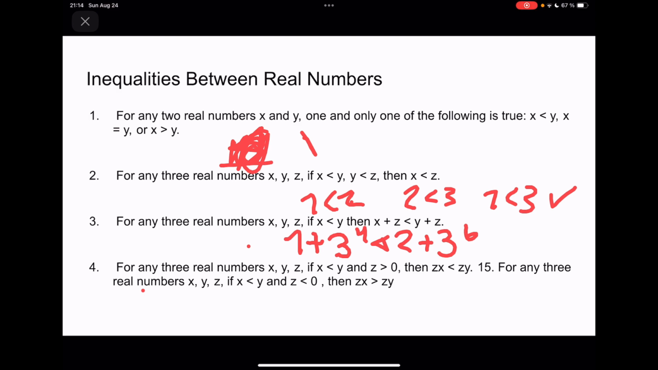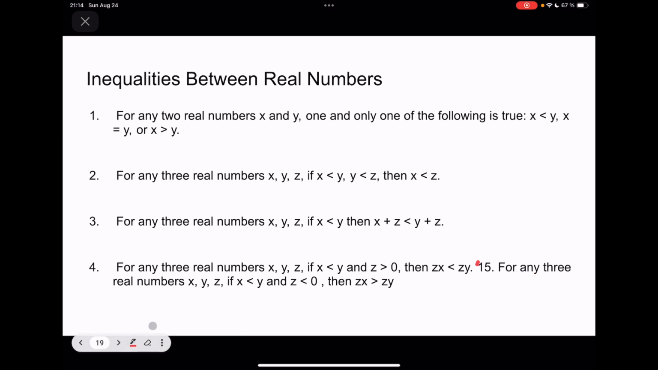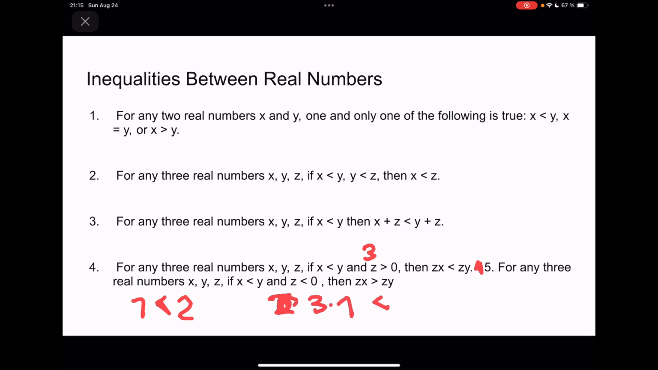For any three real numbers, x, y, z, if x is less than y and z is greater than 0, then z times x is less than z times y. I'll do this example first. If 1 is less than 2, x and y, and z is greater than 0, so let's say z is 3 again, then 3 times 1 is going to be less than 3 times 2. So that's 3 and 6. 3 is less than 6. We all know that.